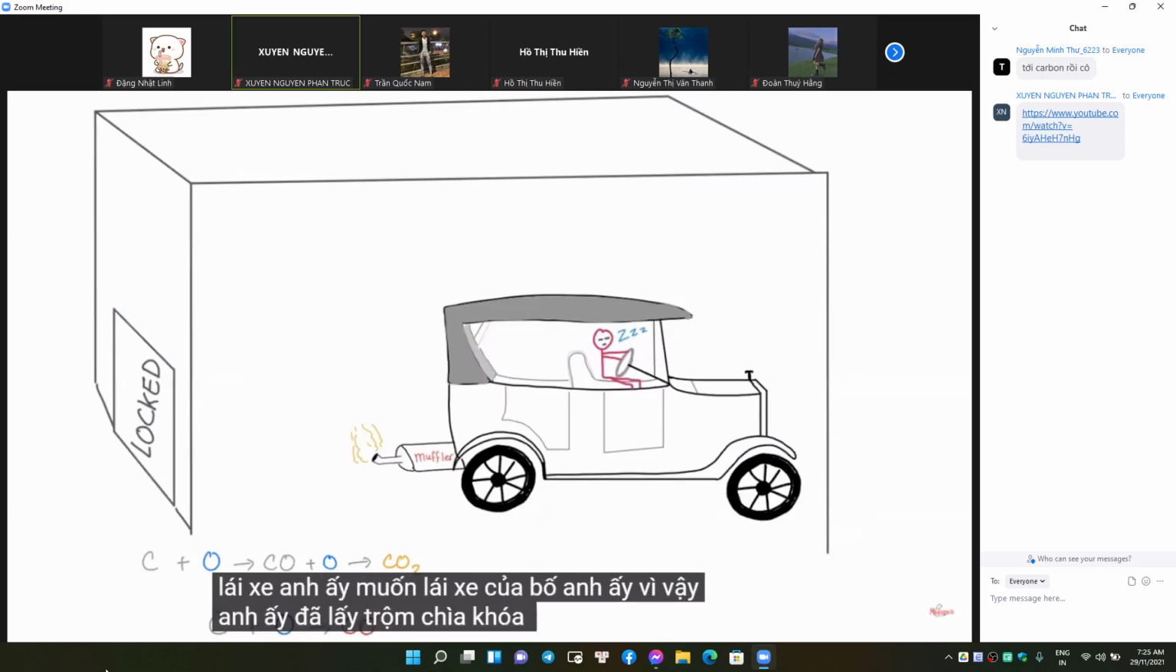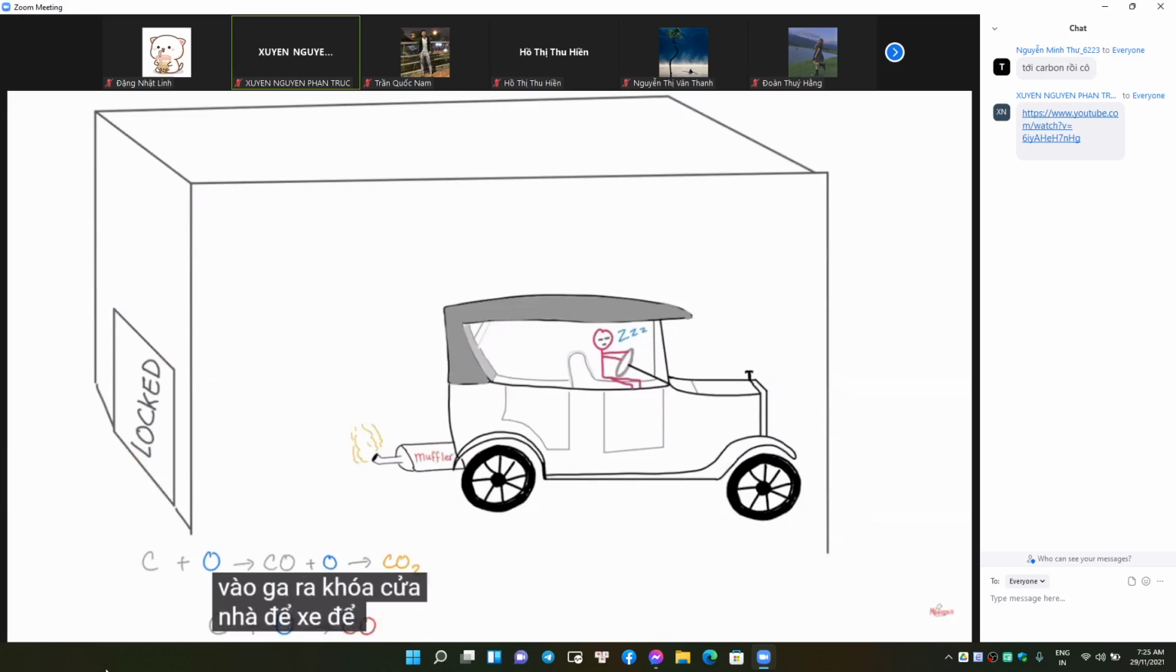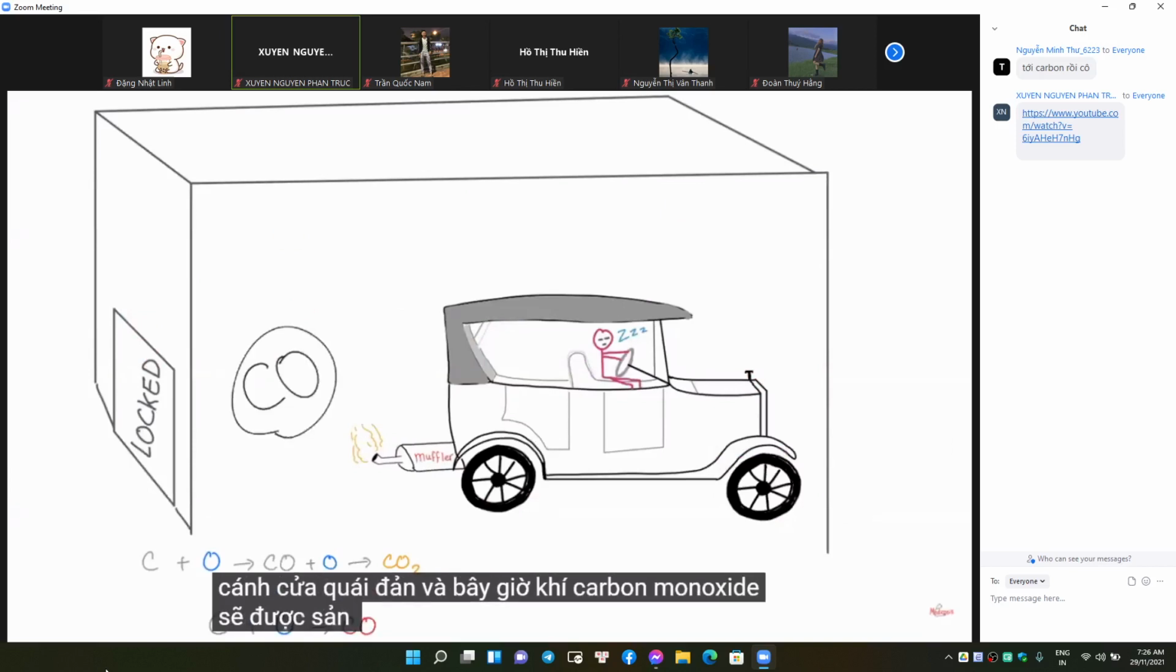He wanna drive his dad's car. So he stole his car keys and then went to the garage, locked the doors of the garage so that his father doesn't discover it, and went to the car, started the ignition. The car is running, but since it was 3 a.m., his father was asleep, he fell asleep because he was so tired. But the car's windows are open, so the car first is gonna burn oxygen, complete combustion, until you run out of oxygen because he closed the freaking door, and now carbon monoxide is gonna be produced.